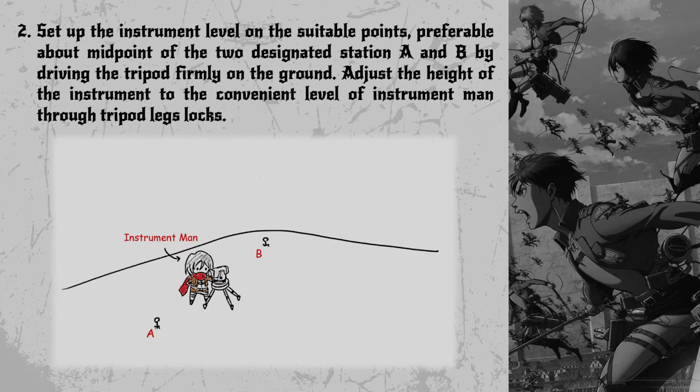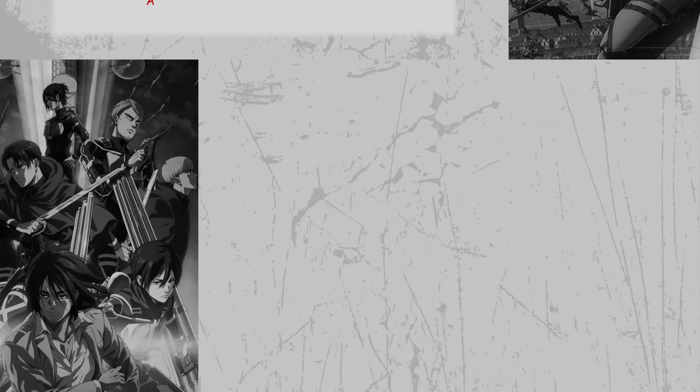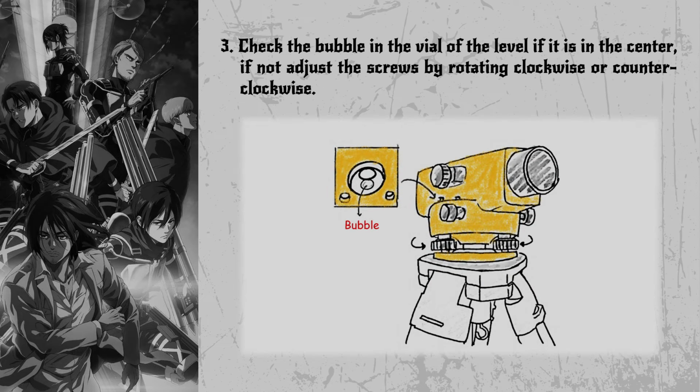Step 2. Set up the instrument level on a suitable point, preferably about the midpoint of the two designated stations A and B, by driving the tripod firmly on the ground. Adjust the height of the instrument to the convenient level of the instrument man through the tripod leg locks. Step 3. Check if the bubble in the vial of the level is in the center. If not, adjust the screws by rotating clockwise or counterclockwise.